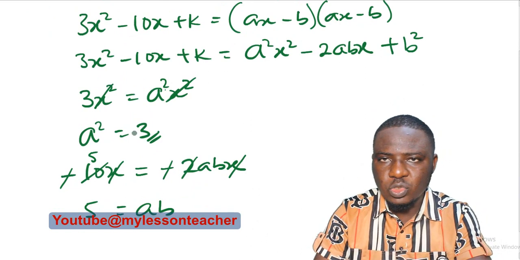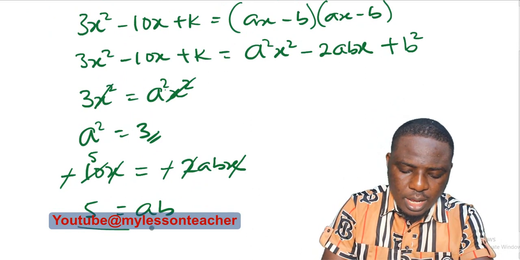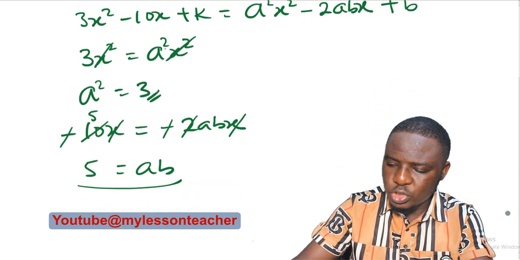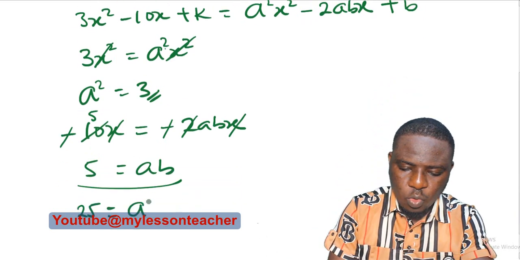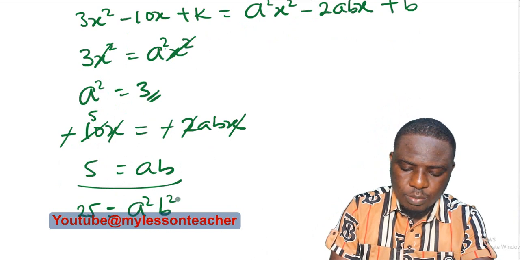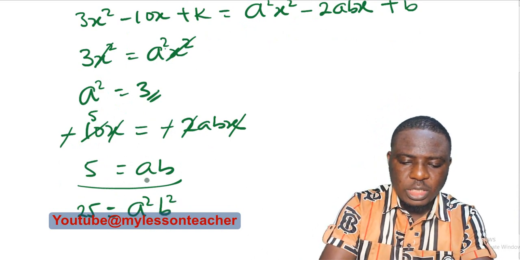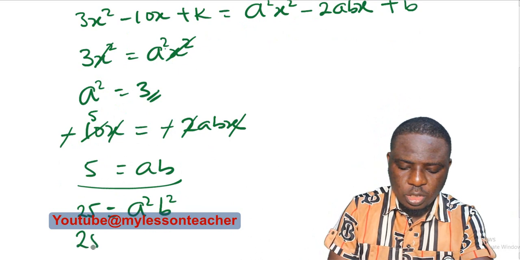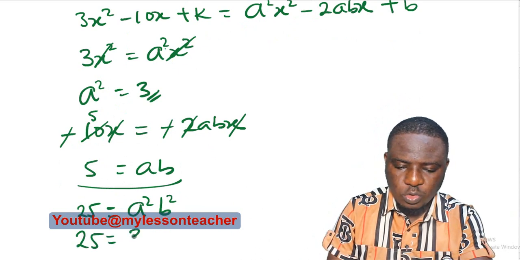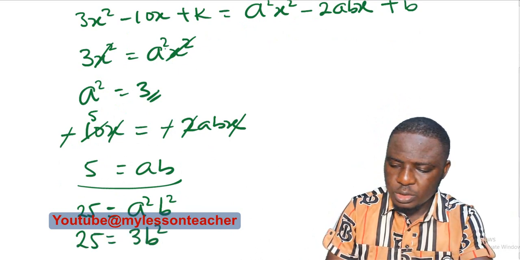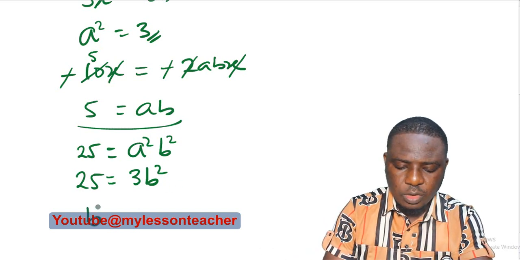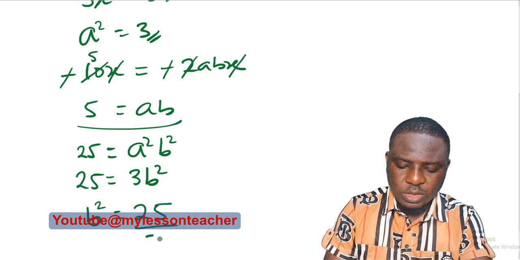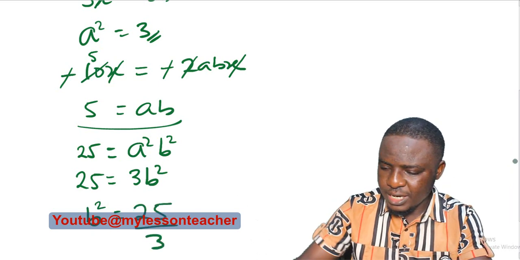Now this is a squared. I don't want to deal with square roots, so I'm going to square this equation, and this becomes 25 to be equal to a squared b squared. Now substitute a squared for 3 in this equation. You have 25 is equal to 3b squared. And when you divide both sides by 3, you have b squared to be equal to 25 over 3.